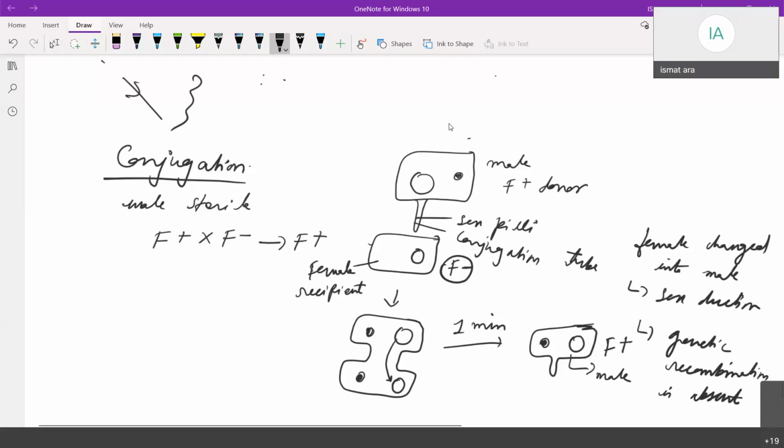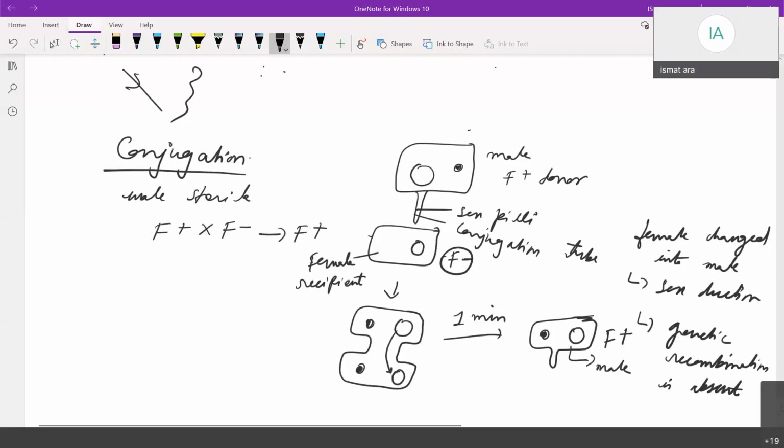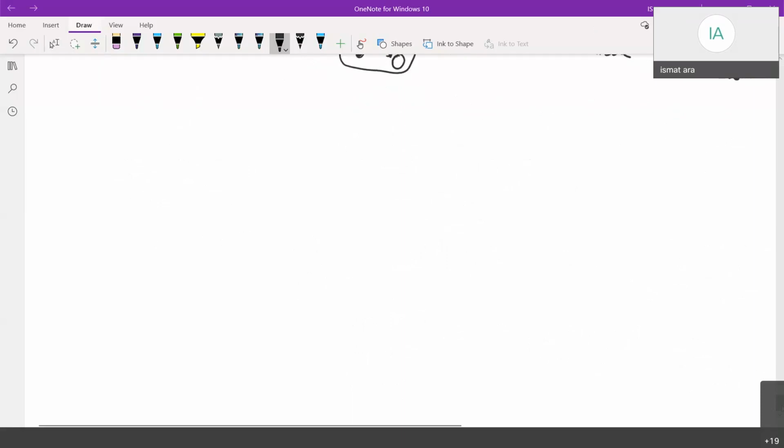Another type I am showing to you. This type is clear to you? This type is clear to all of you? Students? This is clear to all of you? Yes, ma'am.